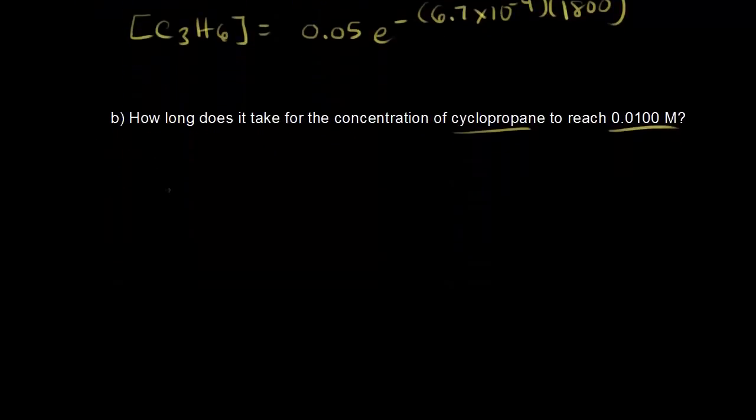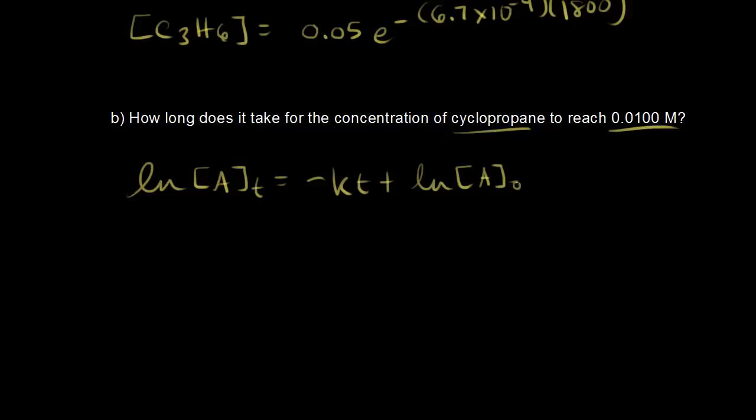I'll just take the first equation that we discussed, right? The natural log of the concentration of A is equal to negative kt plus the natural log of the initial concentration of A. And let's plug in what we need here. So the concentration of cyclopropane to reach 0.01 molar. So that's our concentration here, right? That's our concentration at some time.